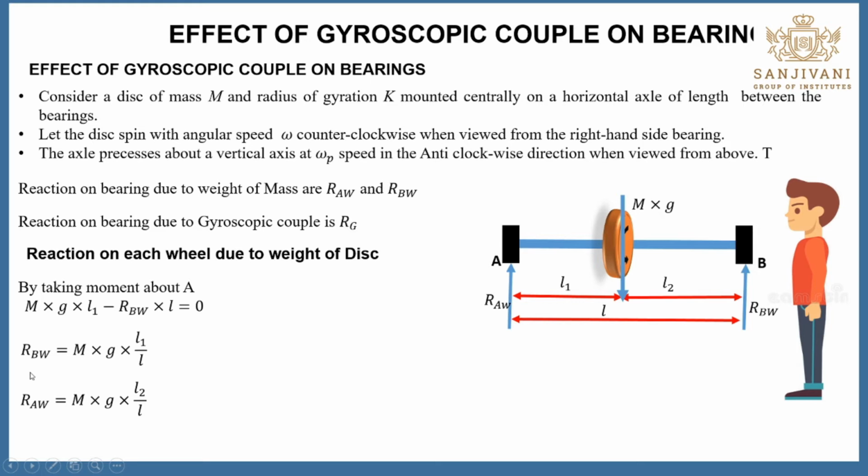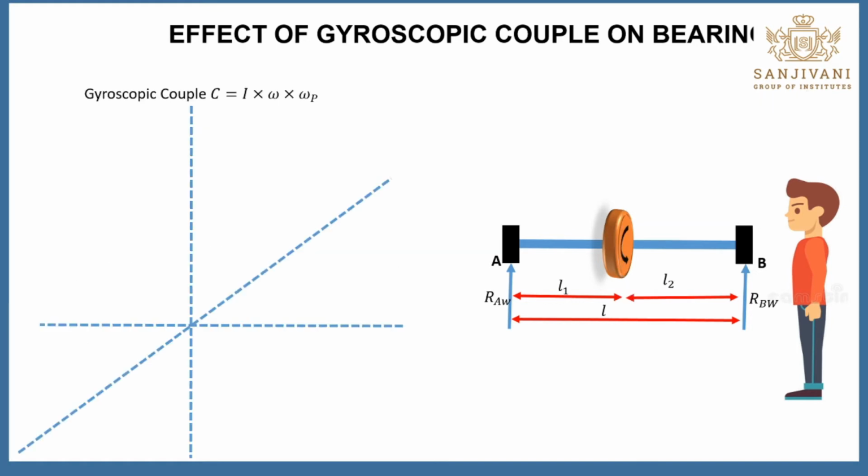There is no change in the plane of rotation; that means the system is stationary. Stationary means that though the mass is rotating, the total reactions acting at A and B are m g L1 upon L and m g L2 upon L. But now what we are going to do is tilt this system about the vertical axis. Now just try to understand.